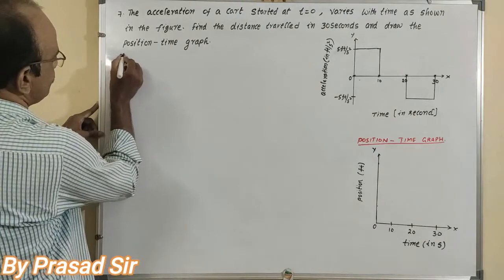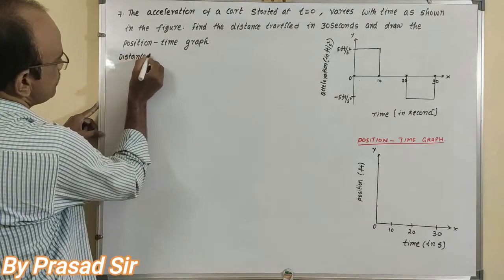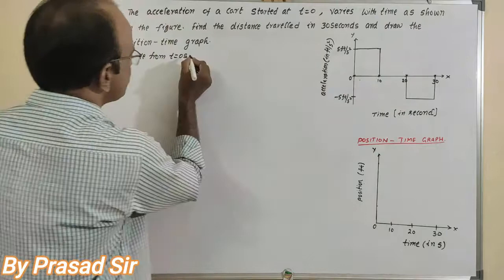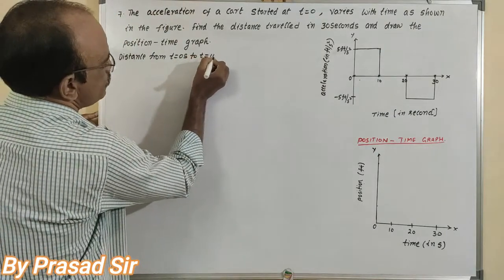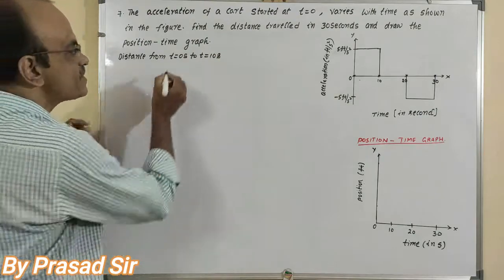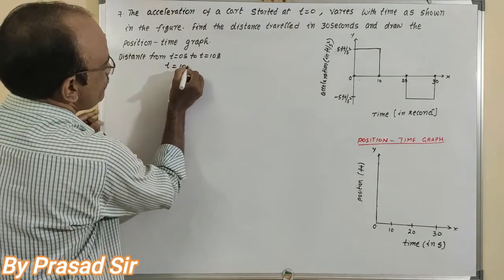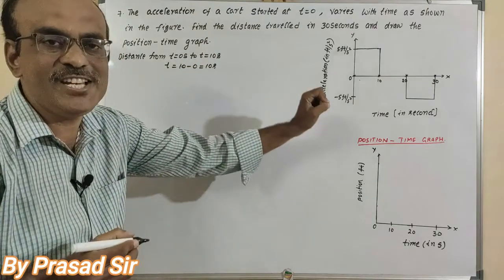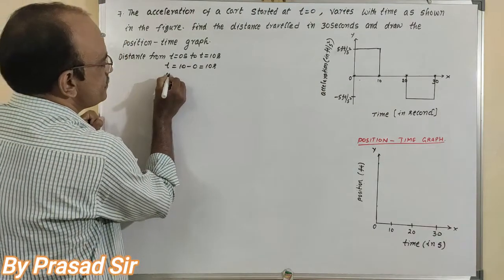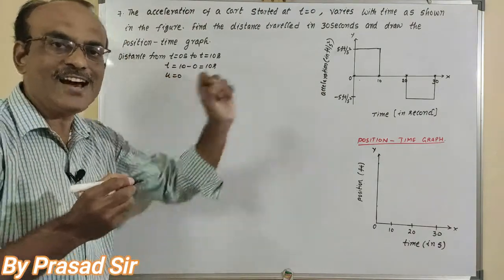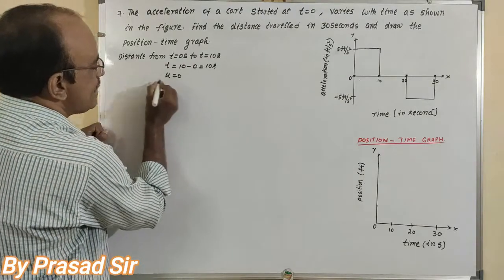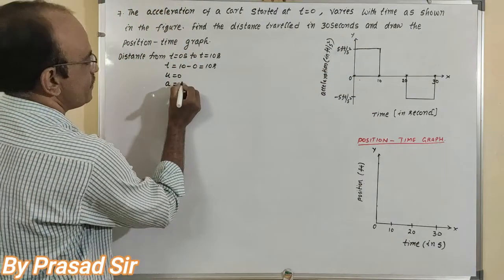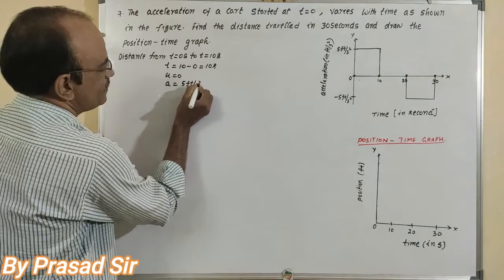First, the distance from t equal to 0 seconds to t equal to 10 seconds. The time is 10 minus 0, equal to 10 seconds. What is the initial velocity in this case? That is 0, starting from rest. Then what is the acceleration here? From 0 to 10, it is 5 feet per second squared.